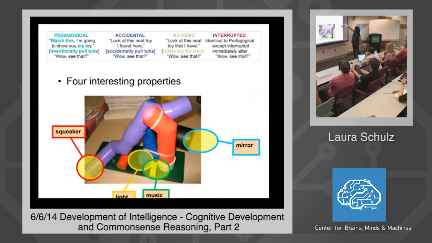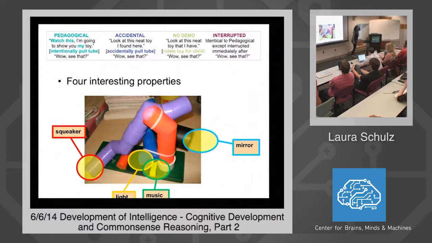One case where you show the same demonstration but accidentally. Look at this, I found this here, wow, see that. No demo at all, where you just demonstrate the whole toy. And an interrupted condition, which is just like the pedagogical condition, except, as I said, disrupts the implicature that I have now been helpful in communicating all the information that's relevant. So I'm going to say, watch this, I'm going to show you my toy, excuse me, I got to go make a phone call. And the prediction here is that the children should constrain their exploration of the toy.